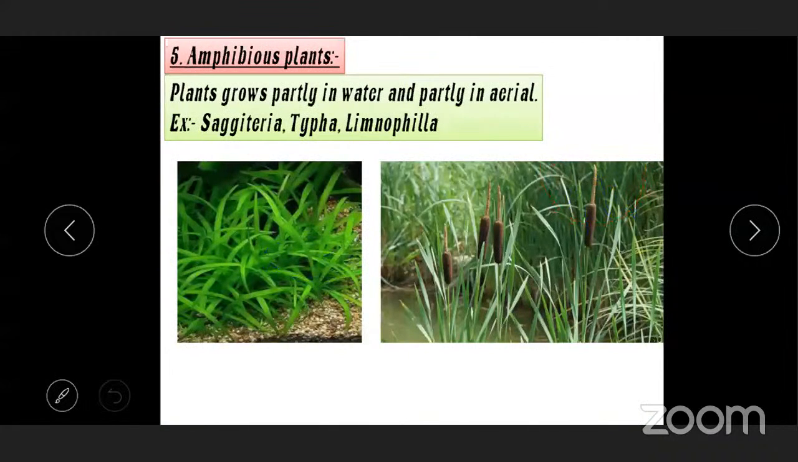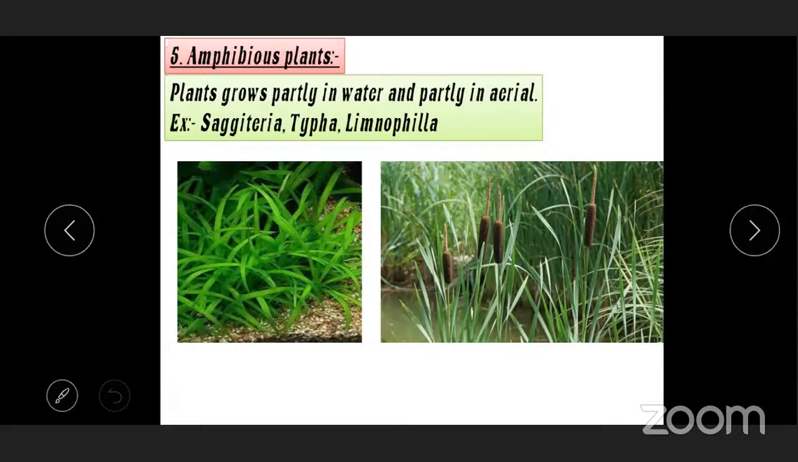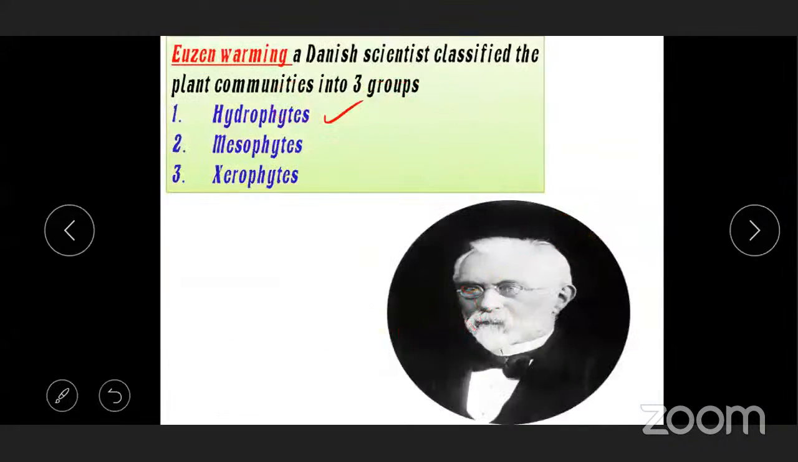And amphibious plants. Plants grow partly in water and partly in the aerial environment. They are not totally in water, not totally outside. That is why they are called amphibious plants. Examples: Sagittaria, Limnophila, and Typha. These are the examples for amphibious plants. Students, this is most important for 4 marks in the annual examination.